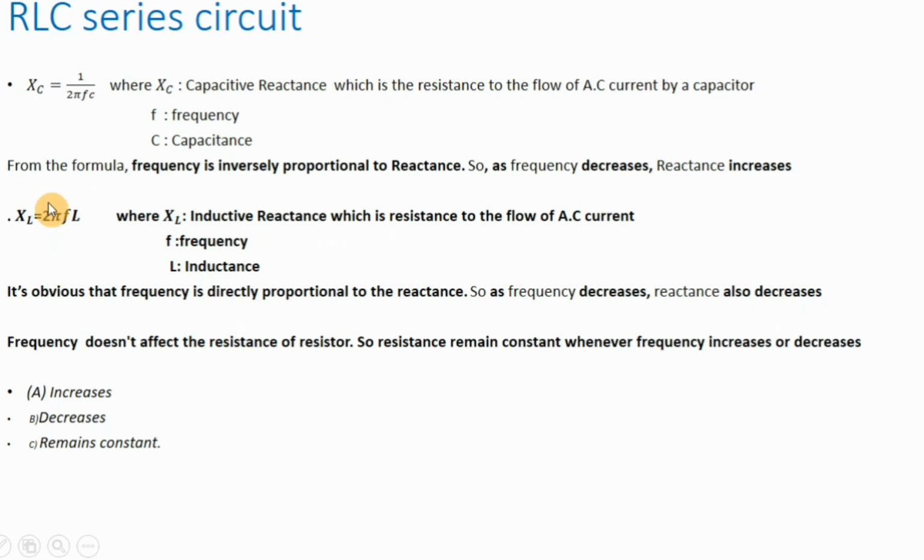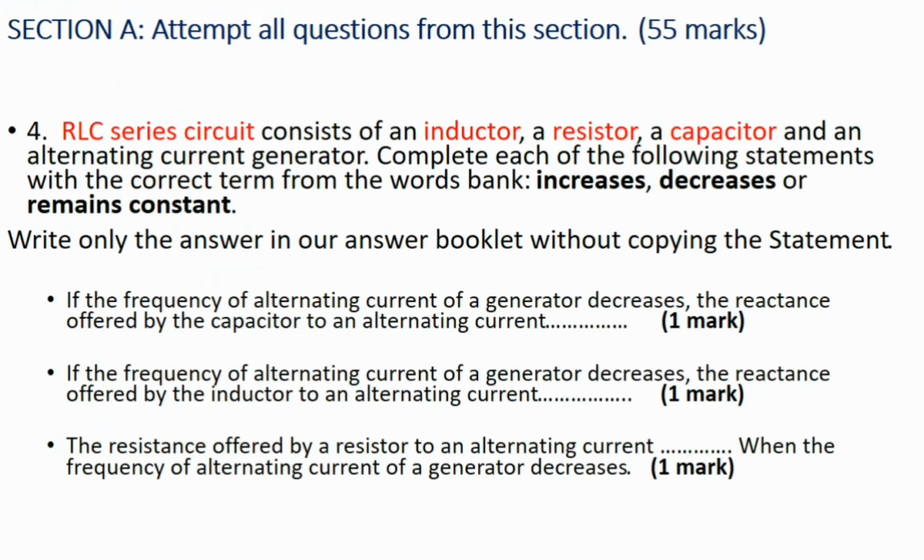After seeing this relation, this will facilitate us to answer the second question. Let us go and answer it. Let us read this statement. If the frequency of alternating current of a generator decreases, the reactance offered by the inductor to the alternating current will increase, decrease, or remain constant.